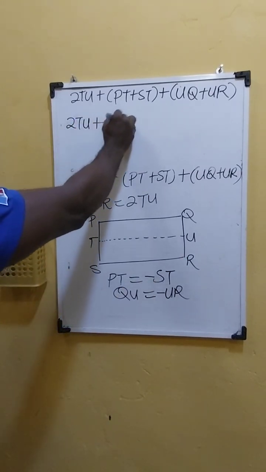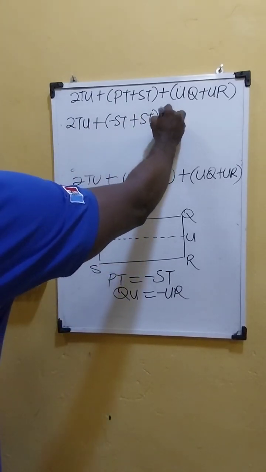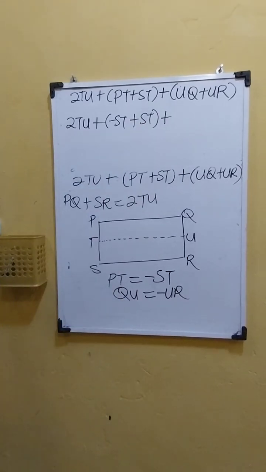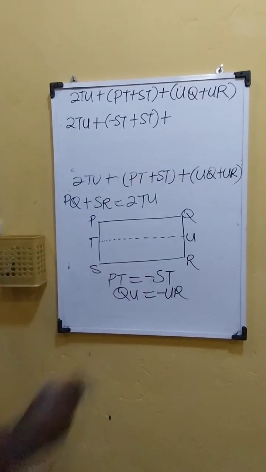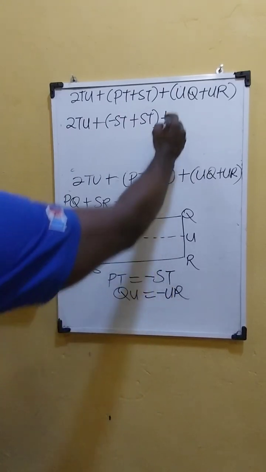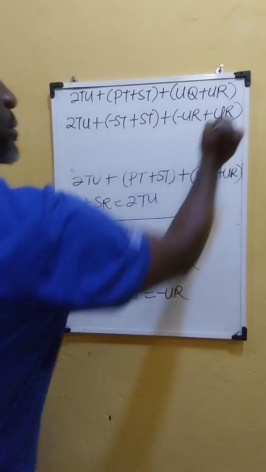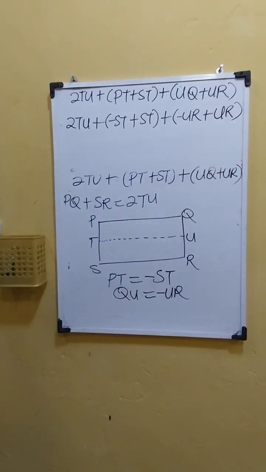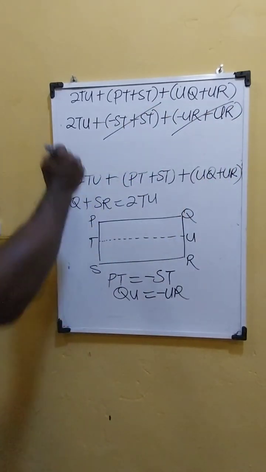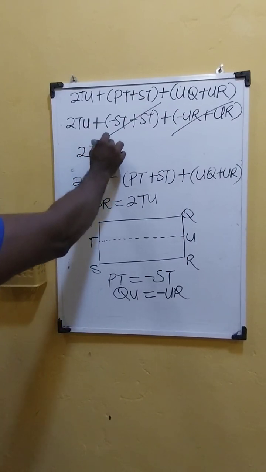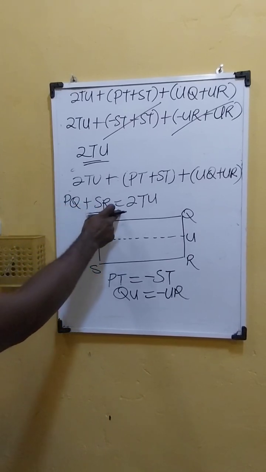So you have minus ST plus ST. Then you bring the plus. Then QU, which is actually the same thing as UQ. UQ is what? UR minus U arrow. So you have minus U arrow plus U arrow. Are you seeing that? So what happens there is that this goes away and this goes away. So what are you going to have left? 2TU. So you have successfully proved that PQ plus S arrow is equal to what? 2TU.